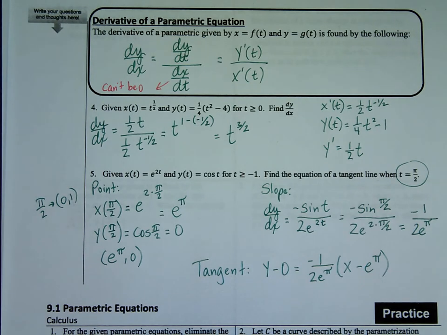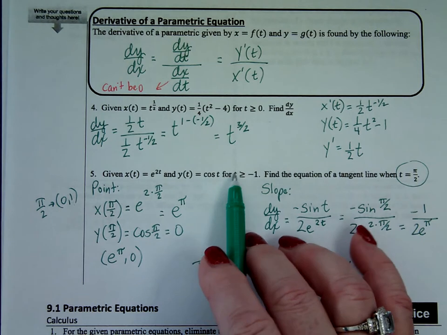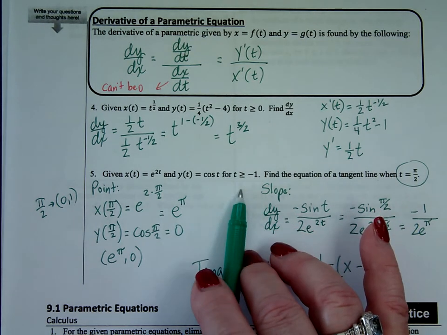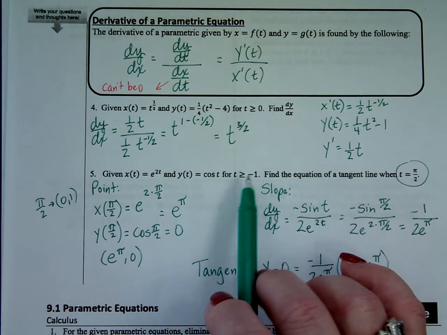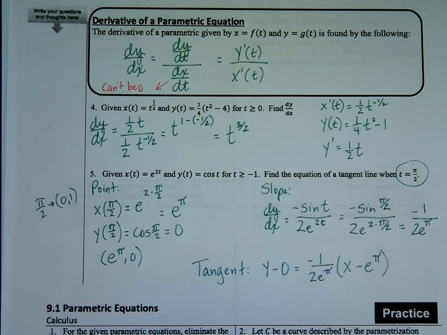Notice that we really didn't take into account this t is greater than or equal to negative 1. That would come into play if we were trying to graph it. But we're not trying to graph it, so we're good with where we're at.